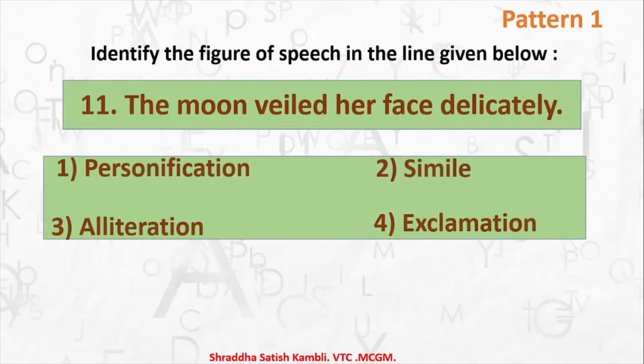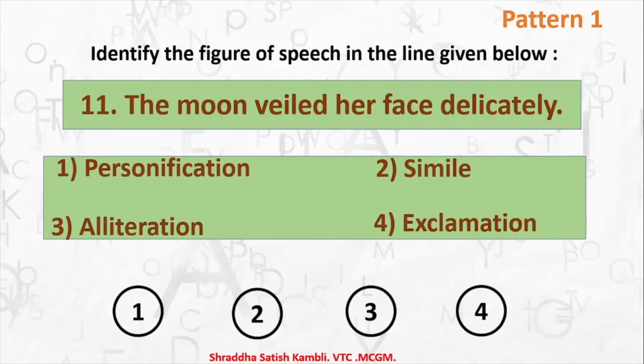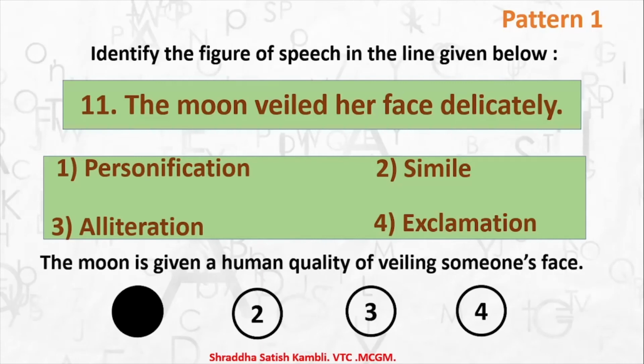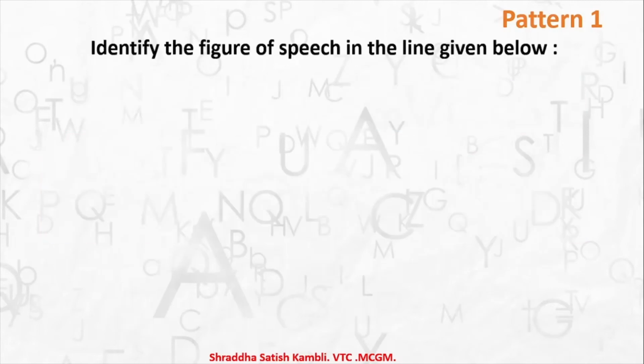So is it personification, simile, alliteration, or exclamation? What is it? It is personification, number 1. Why? Because the moon is given a human quality of veiling someone's face. Okay? Coming to the next example.